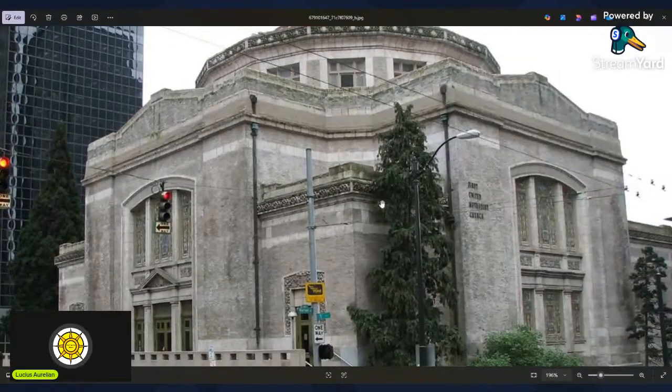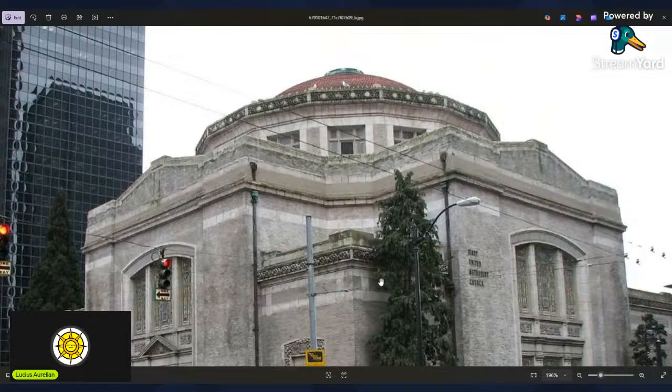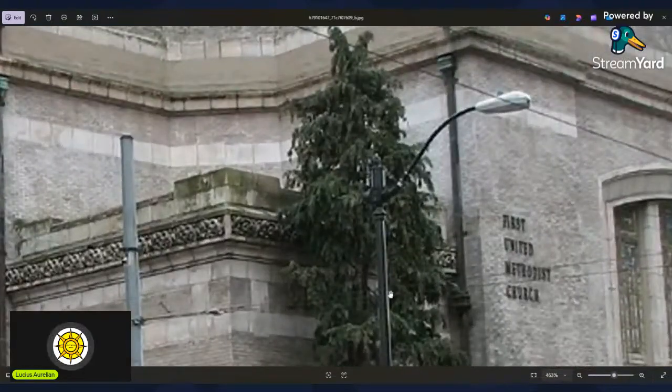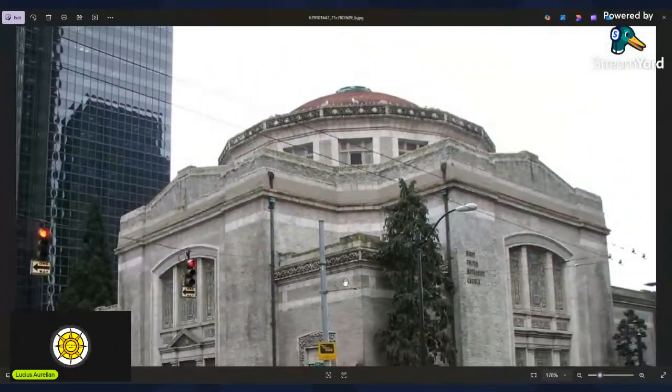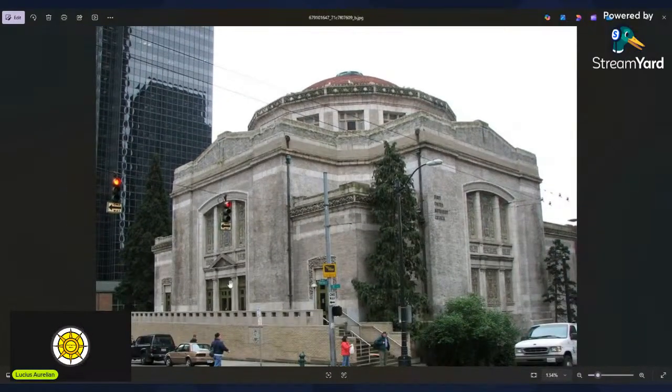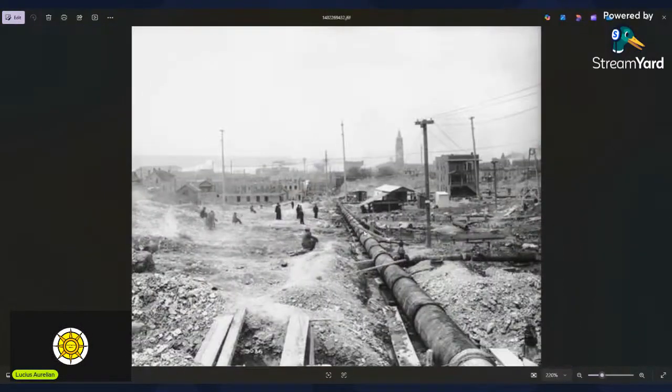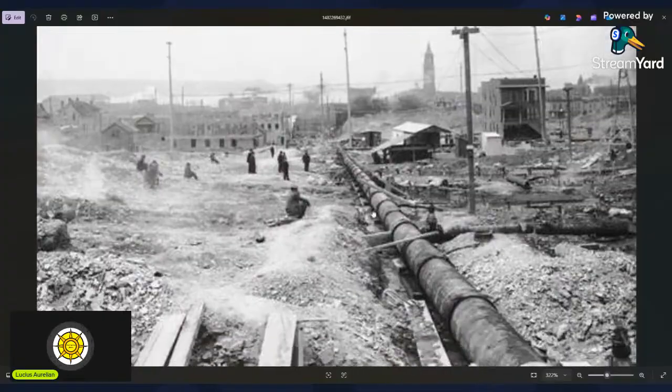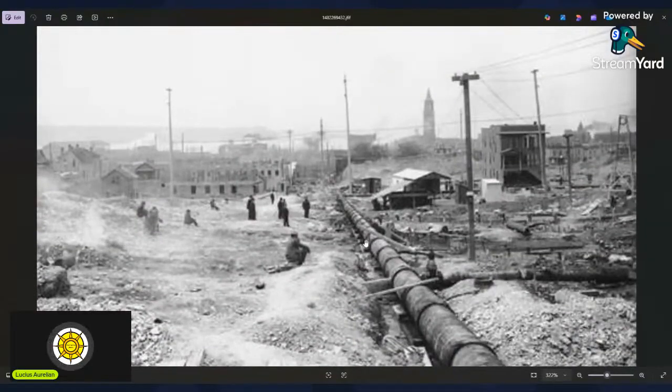Oh, and this is a very interesting old building, and it still stands to this day. This is the United Methodist Church in Seattle. Love the old dome on that one, and the old cupola, if you will. But then you've got other images like this that give you the same impression that we had from Kansas City and Omaha.